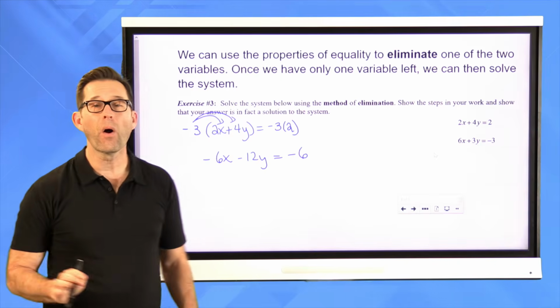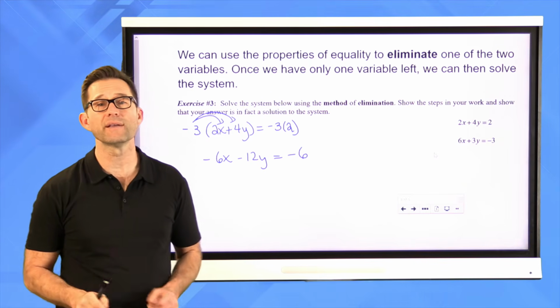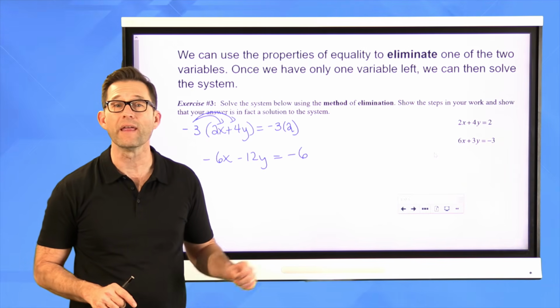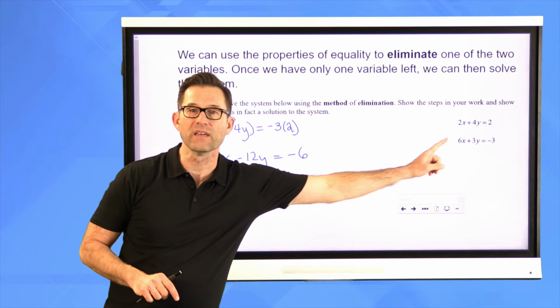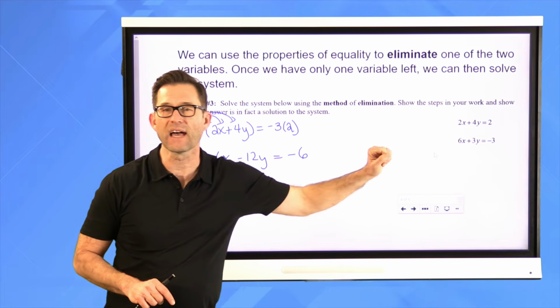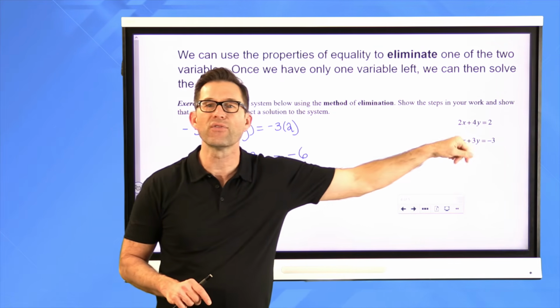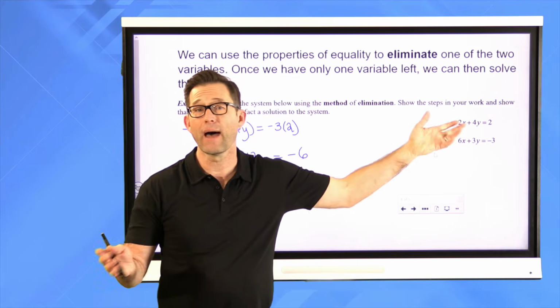Right? So all I'm doing is multiplying both sides of the first equation by negative 3 in order to get the opposite of that positive 6x. Now you might say, well, why didn't you try to eliminate the y's? Because that kept happening in the other problems.